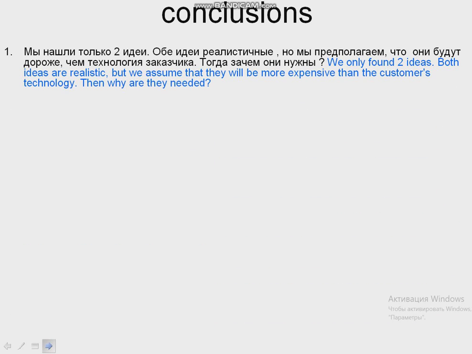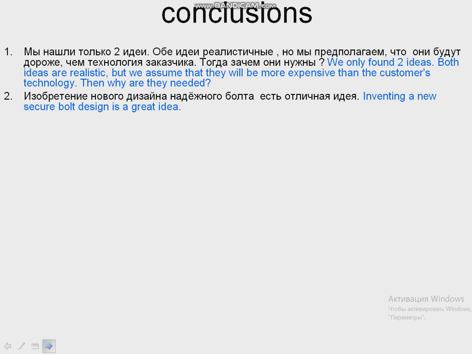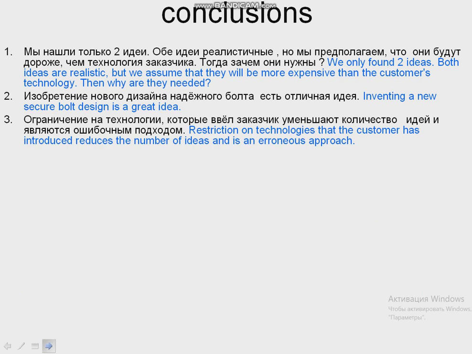And the final conclusion. We found only two ideas, and the ideas are realistic, but we assume that they will be more expensive than the customer's technology. And then why are they needed? The invention of the customer is great. I admire it. But the customer creates a restriction of technologies only in the forging area, and we know exactly it is a typical traditional mistake. It is not the creation of a smart engineering task.